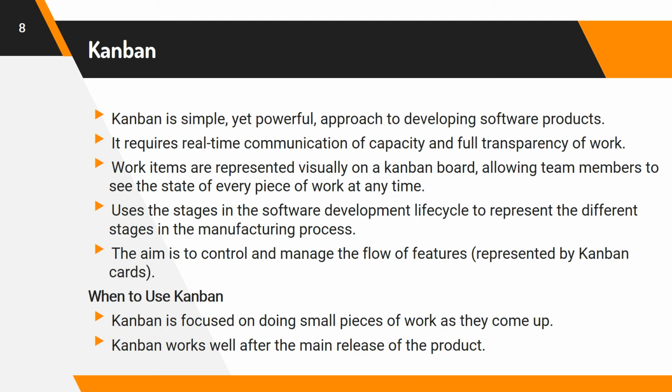The final one is Kanban. This framework or method is quite widely adopted in software testing, especially in agile concepts. Kanban is a simple yet powerful approach to developing software products. It requires real-time communication of capacity and full transparency of work. Work items are represented visually on a Kanban board, allowing team members to see the state of every piece of work at any time. When used for software development, Kanban uses the stages in the software development life cycle to represent the different stages in the manufacturing process. The aim is to control and manage the flow of features so that the number of features entering the process matches those being completed.